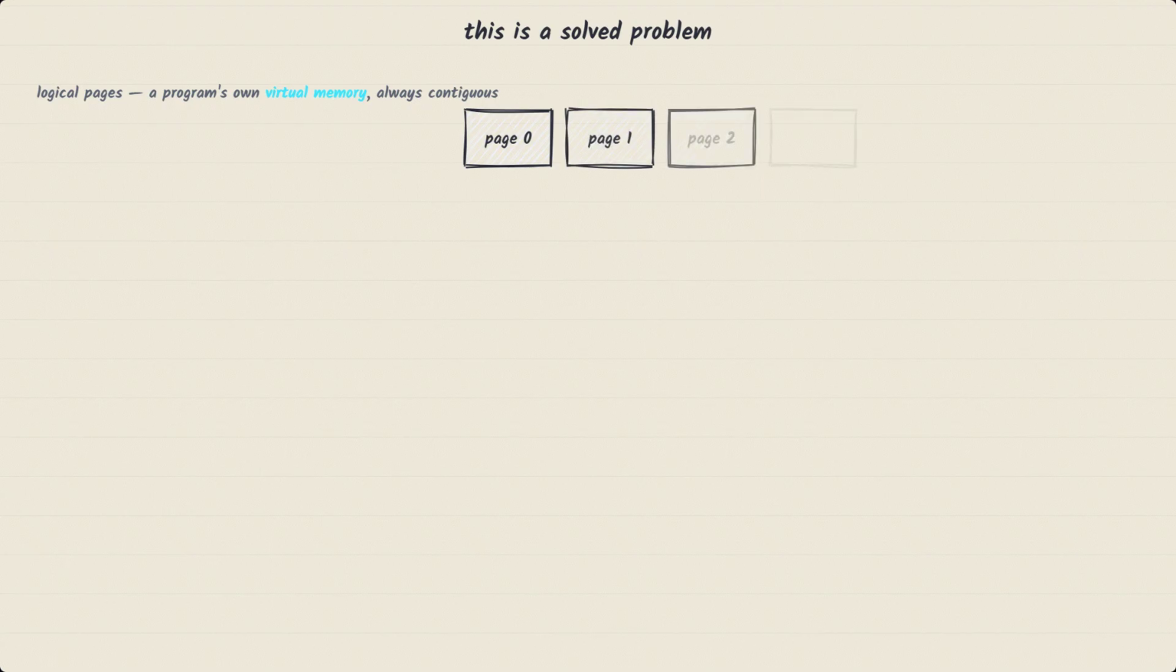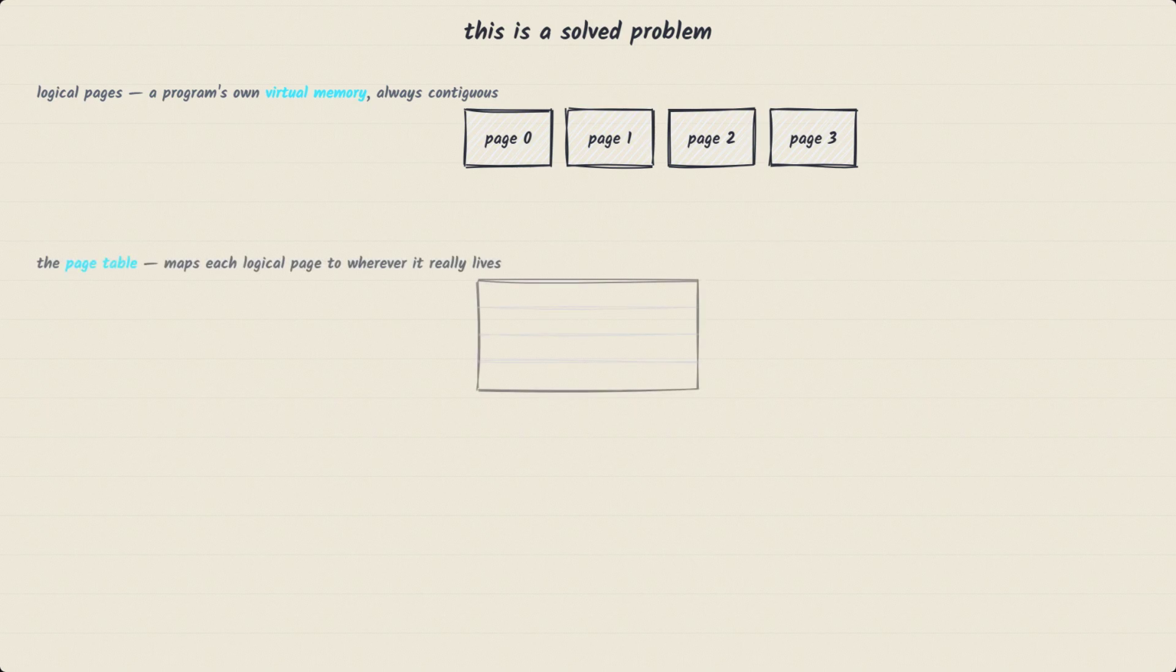This is a solved problem. Every operating system faces the identical shape of it. A program wants one long contiguous address space. Physical RAM is a patchwork of scattered free scraps. The classic fix is virtual memory with paging.